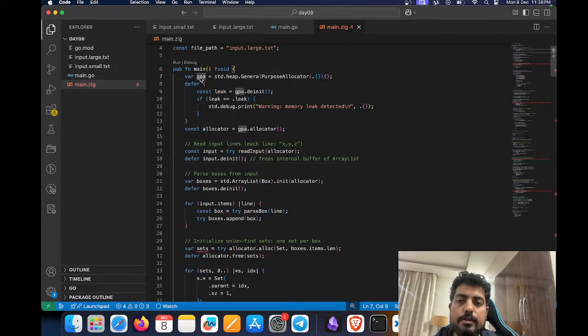So we have this GPA, which is generic program allocator or something. I don't know the full form, but it allocates the memory on, okay, it's general purpose allocator. So it allocates the memory on heap. And what is dot leak? I don't have any idea about this.